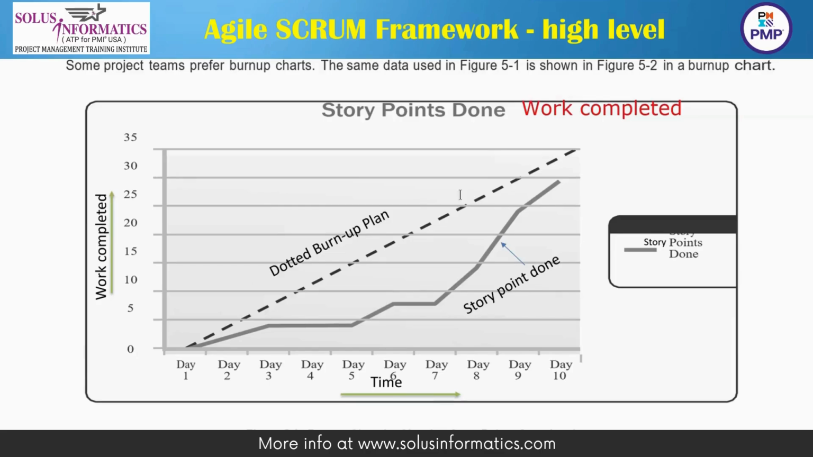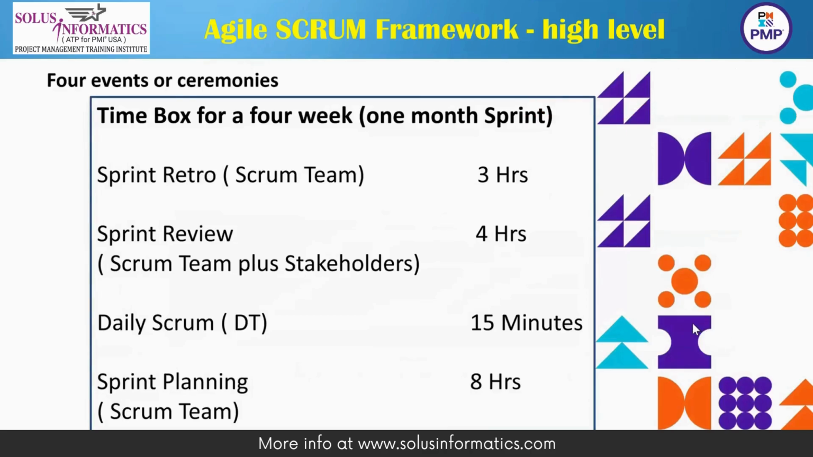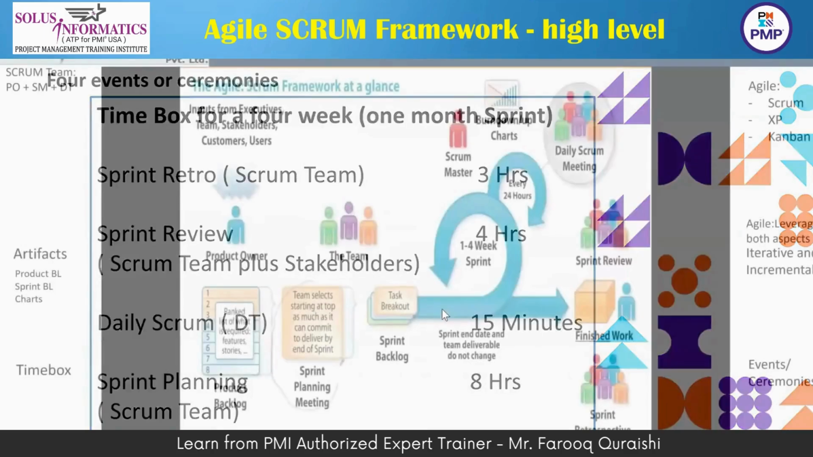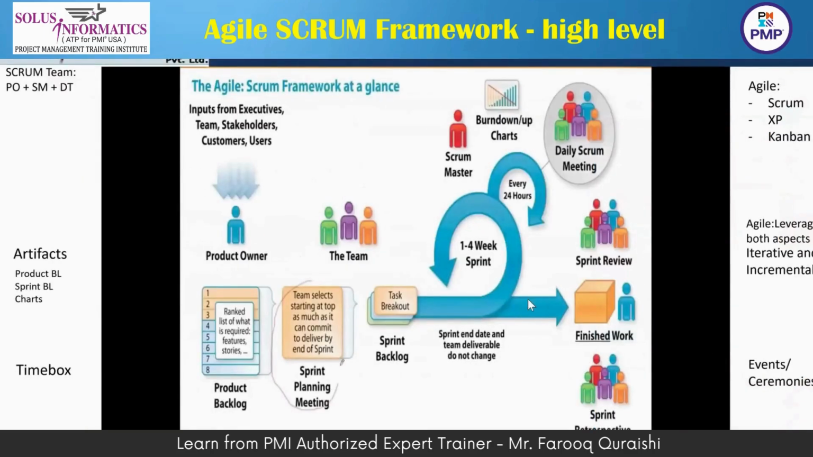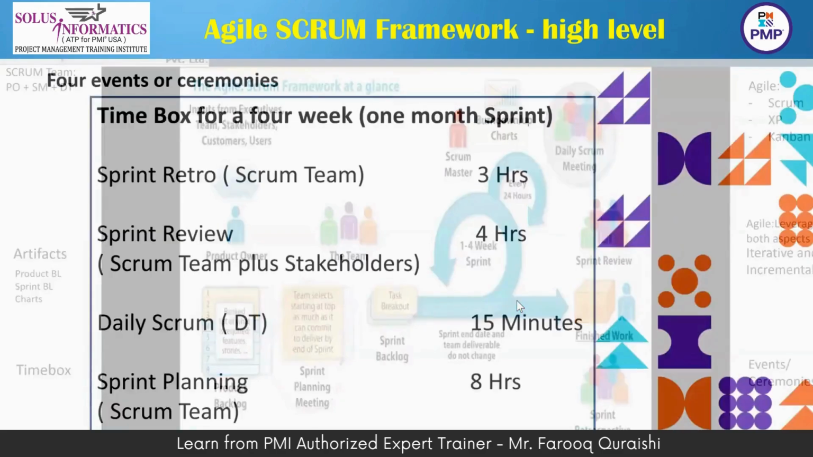Till the day 10, story points are, say, 28 or 29 of them. So like I said, every event is time-boxed in Agile Scrum. If the duration of the sprint is 1 month, you call this a sprint or an iteration. A 1 month sprint or 1 month iteration. It could be a 2 week sprint also. You could pick between 1 to 4 weeks.